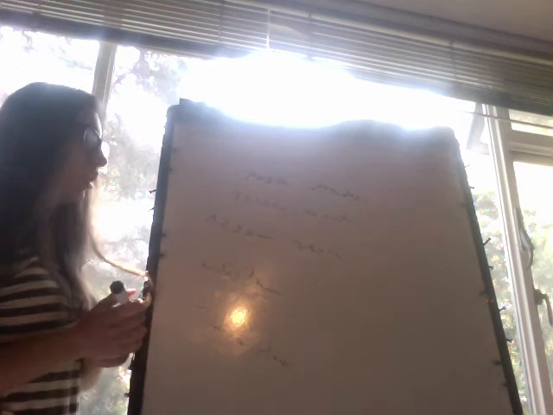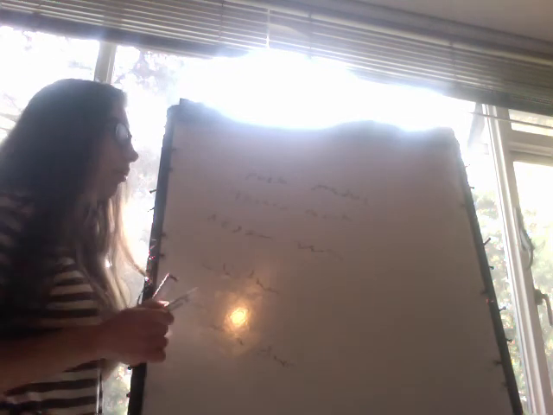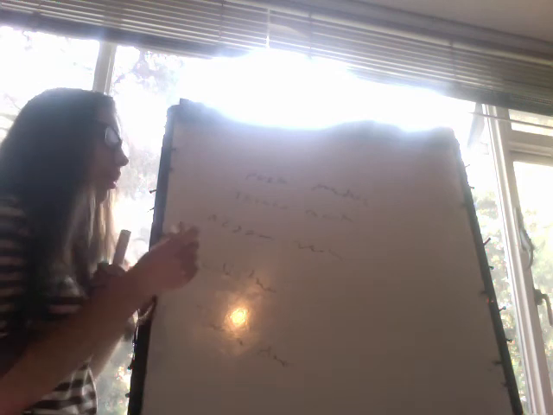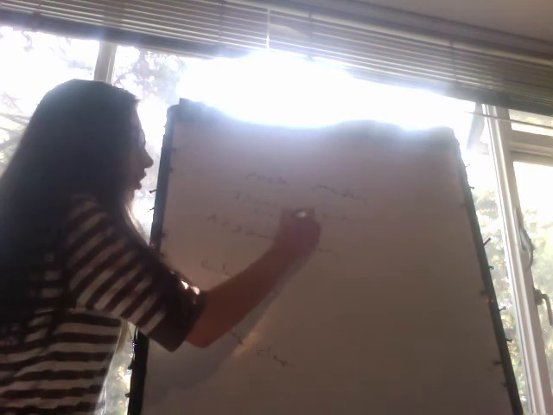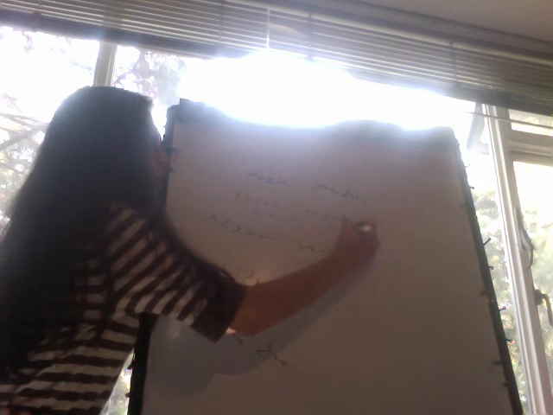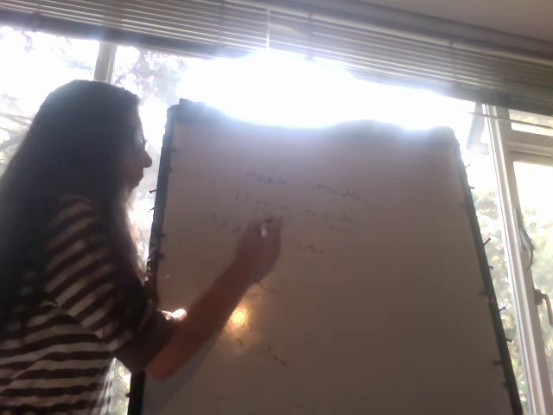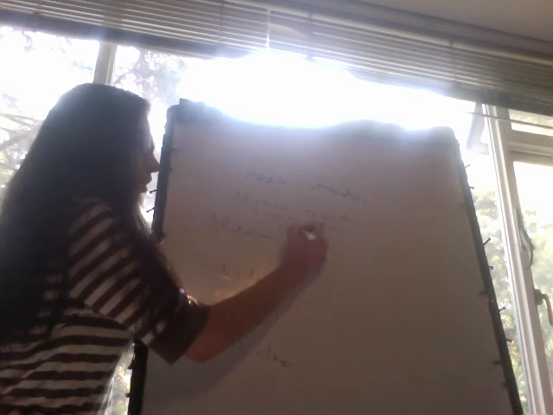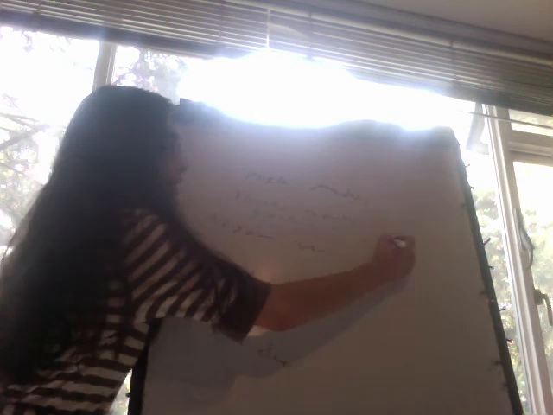First, the descending aorta has branches that go to the bronchus. We have bronchial branches, the esophageal branches, and the posterior intercostal arteries.